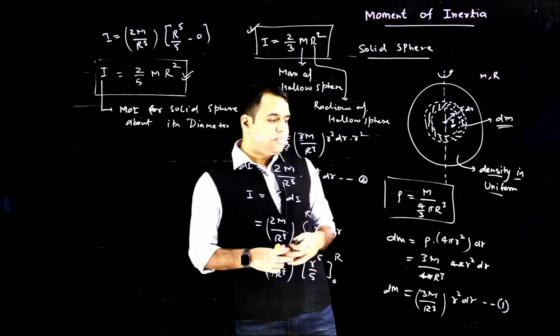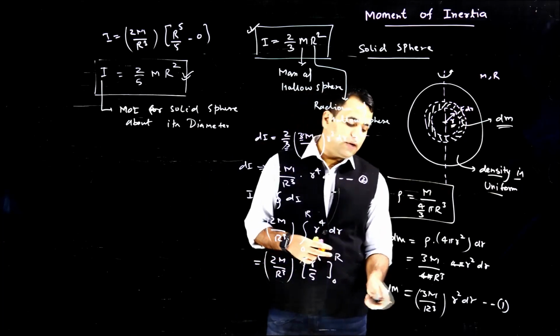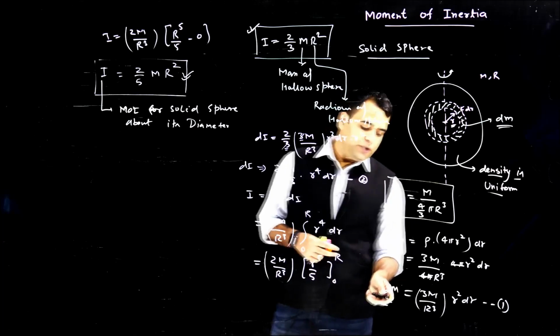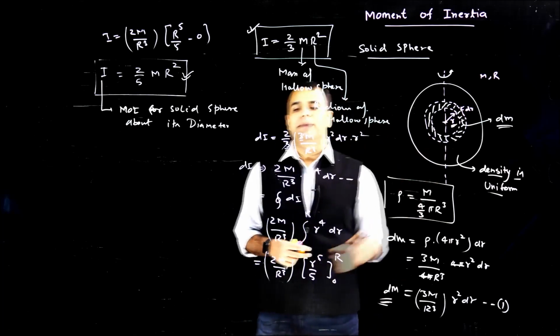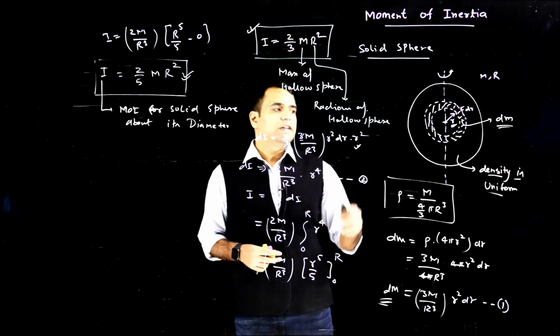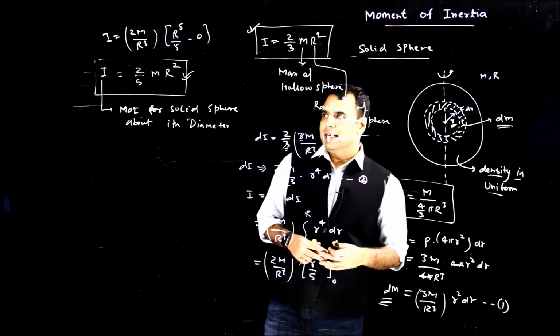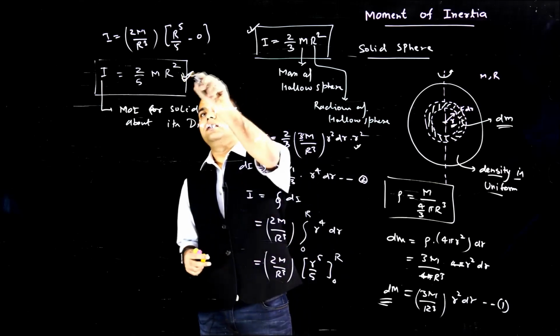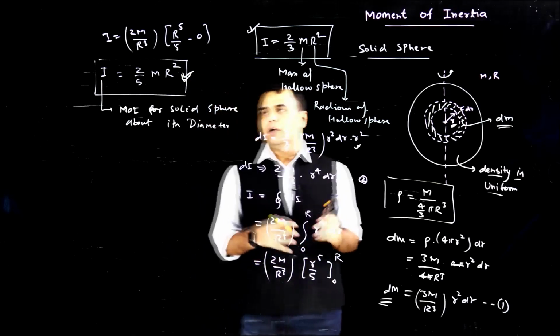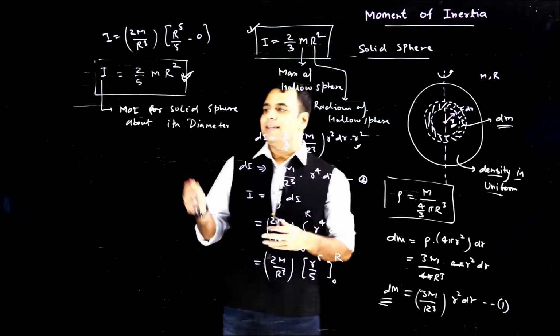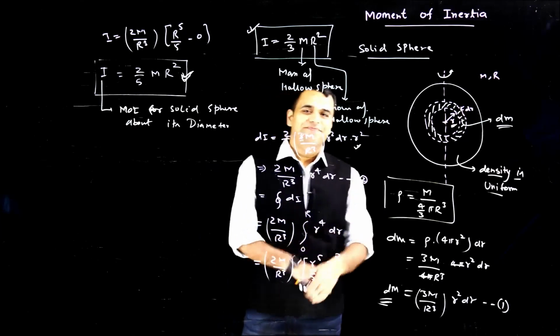So we calculated the density, and then from there we calculated the mass of the element. Then using the mass of the element and the radius of the element, we calculated the moment of inertia for the element about the given axis. Then we integrated that, and we got the moment of inertia for the whole solid sphere about its diameter. Okay. Thank you.